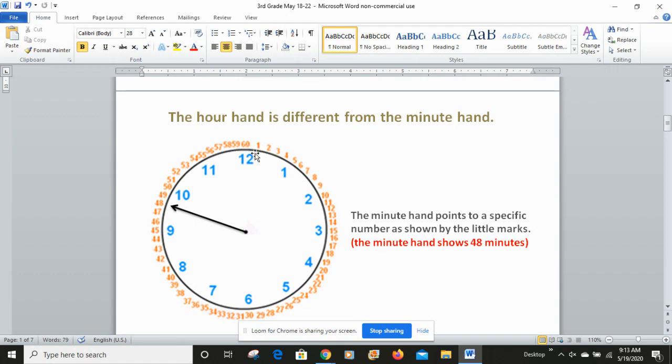So I don't have all the little marks on here because it almost gets to be too much if you have all these numbers around the outside and the little marks. But just remember, the minute hand points to a specific spot, to a specific number on the clock. And so this one points exactly at 48. So this minute hand shows 48 minutes.